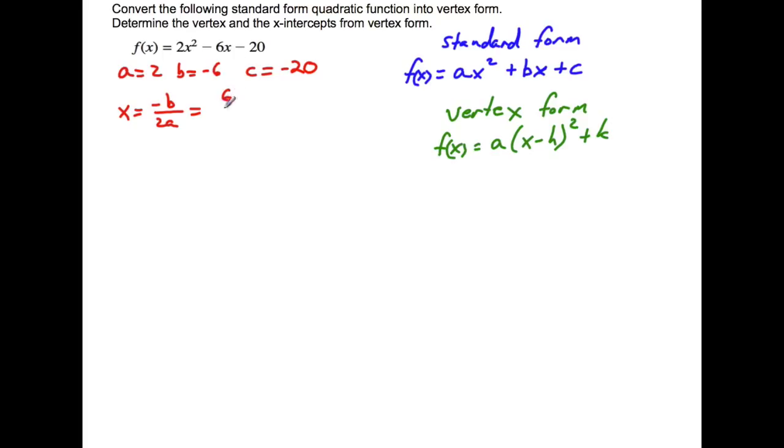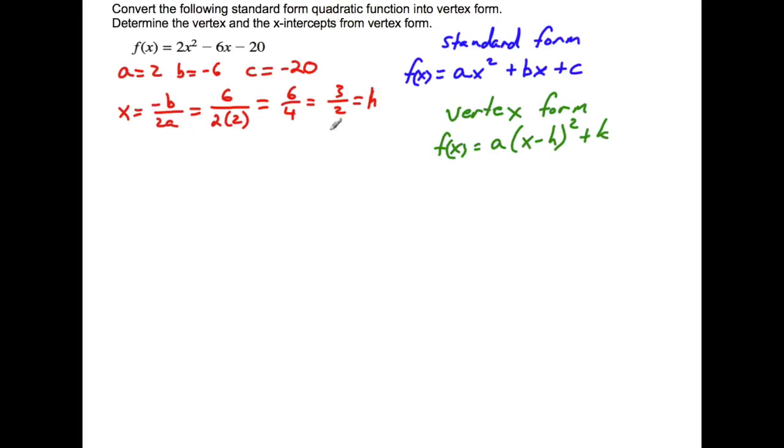-6 is just 6 over 2 times 2. That equals 6 over 4. And I can reduce that to 3 over 2. So this is the x coordinate of our vertex. We can also say that that is equal to h. All right, so that's our h. Now we just have to find our k, and then we can put it into vertex form.